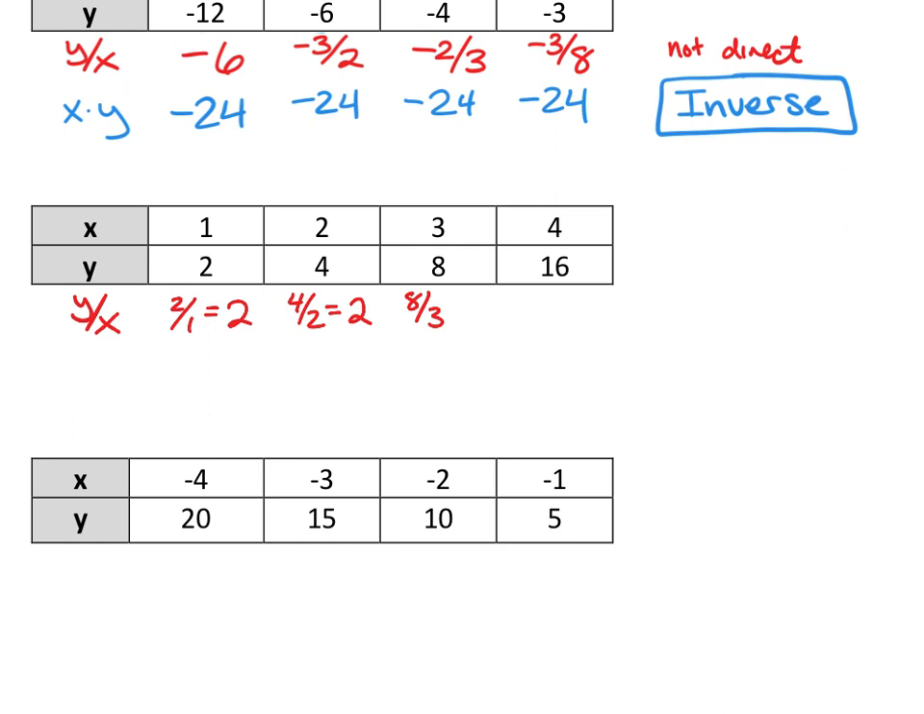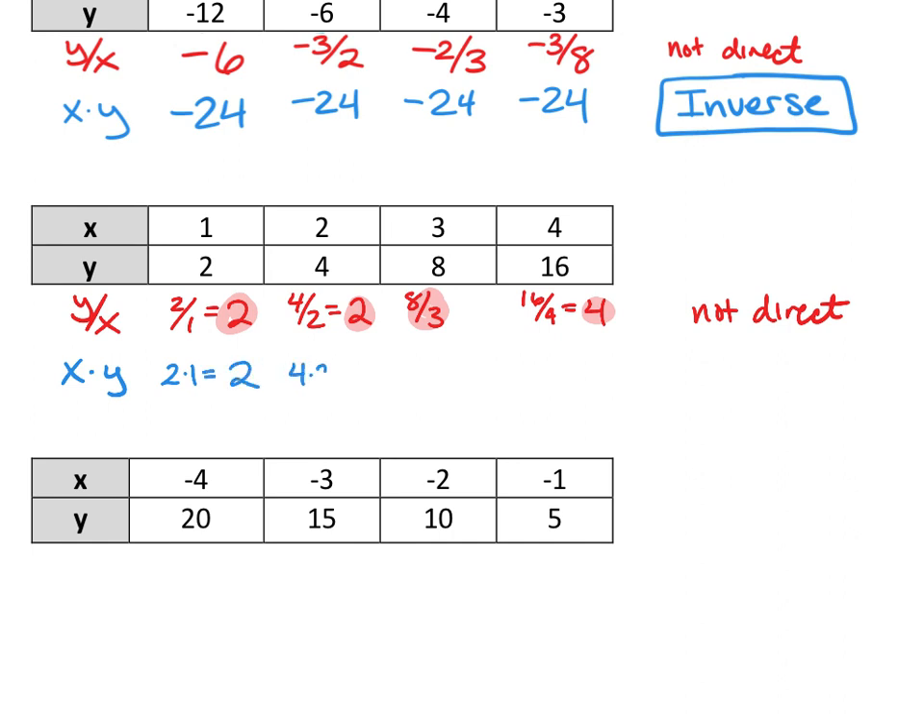And if I do 16 divided by 4, I would get 4. So are these numbers the same all the way across? No, so it is definitely not direct. Bummer. That would have been nice if we had been able to stop right there. So we try inverse. To try inverse, that means we are multiplying them. Cool. We multiply them. That means I'm doing 2 times 1, which is 2.